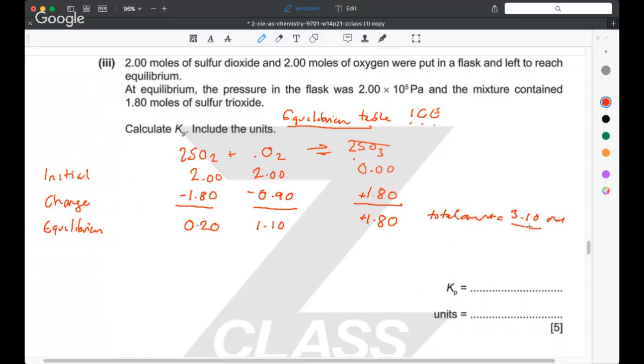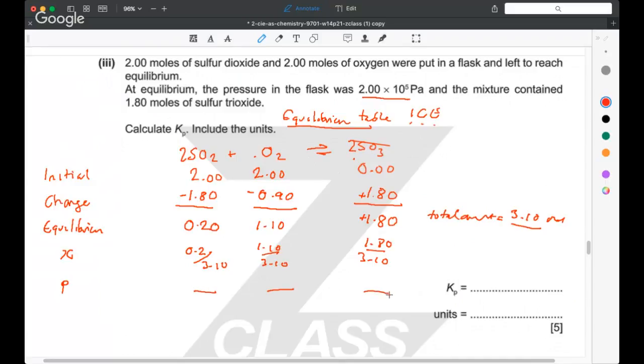Now once you've got the total, then it's very easy, isn't it, to work out the mole fraction for each of these reactants and products. And so the mole fraction for sulfur dioxide is 0.2 divided by 3.1. And the mole fraction for oxygen is 1.10 divided by 3.10. And the mole fraction for sulfur trioxide is 1.80 divided by 3.10. So those are all our mole fractions. To work out the partial pressures, you multiply the total pressure, which is given to us there, by each mole fraction. So you can work out the partial pressure there, the partial pressure there, the partial pressure there.